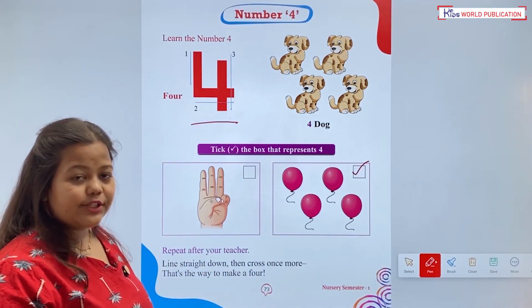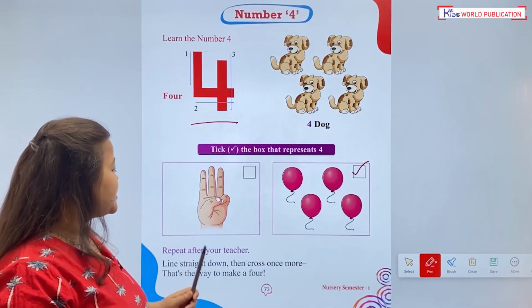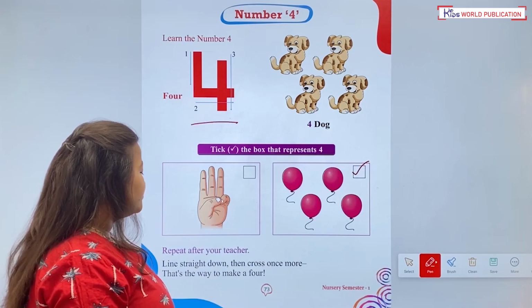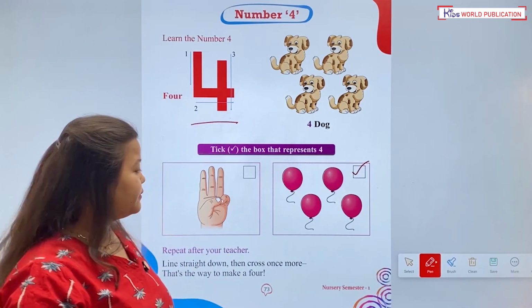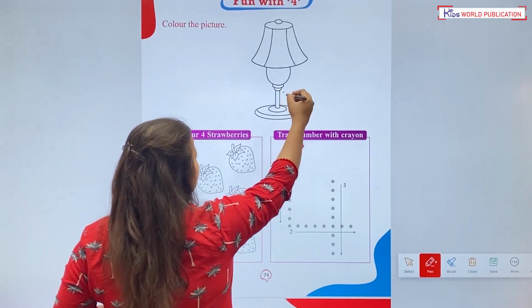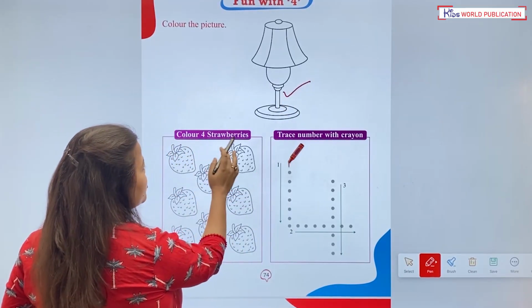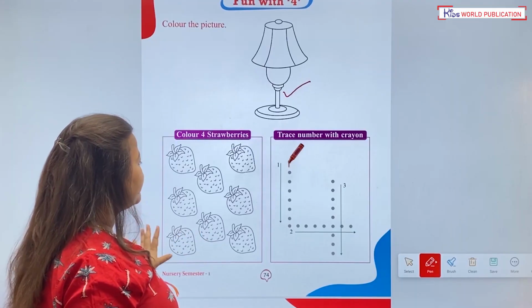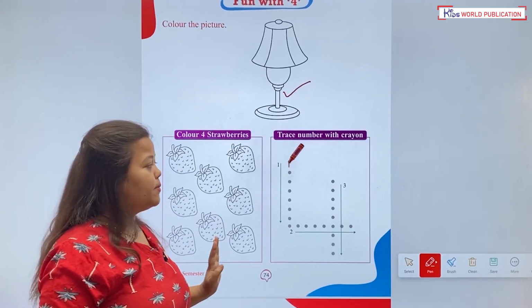Repeat after your teacher. Line straight down, then cross once more. That's the way to make a 4. Fun with 4. Color the picture. So kids, you will color this picture. Color 4 strawberries. So kids, you can see many strawberries are given. You will color only 4 strawberries.